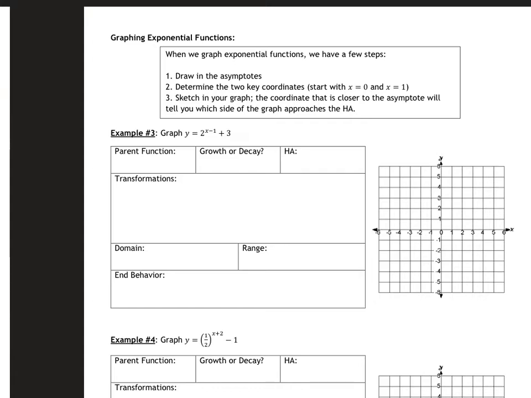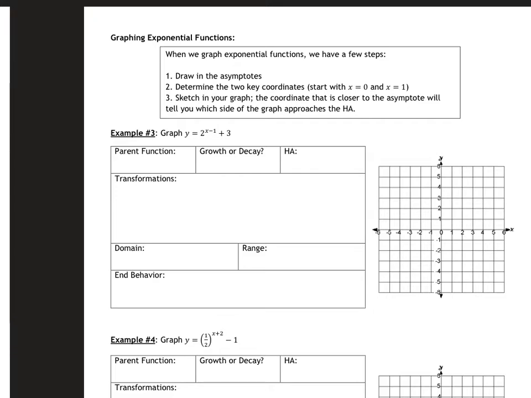When we graph exponential functions, we have a few steps. We're always going to start by drawing the asymptote. Then we're going to determine two key coordinates. We're going to start with 0 and 1 for our x's just to make things simple. You can sketch the graph, and the coordinate that's closer to the asymptote will tell you which side of the graph approaches the horizontal asymptote.